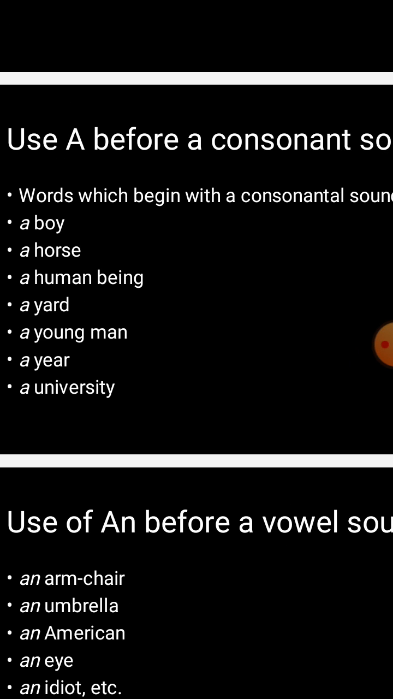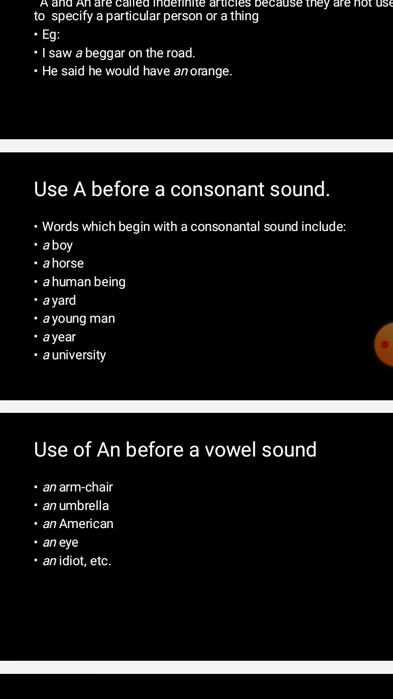Now, we use a before a word beginning with a consonant sound. For example, a boy, a horse, a human being, a yard, a young man, a year, a university. These are all consonantal sounds.